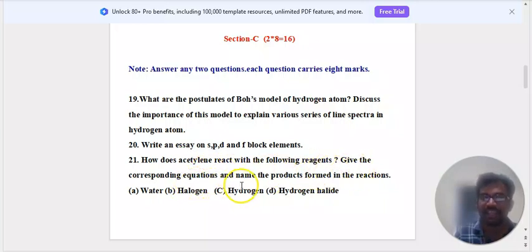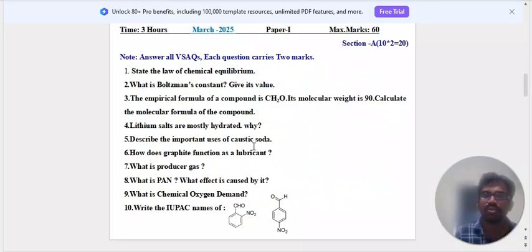Give the corresponding equation and name of the product formed in the reaction. So water, halogen, hydrogen halides. So this is the March 2024 paper. Now we can come to the March 2025 paper. This is the latest paper.